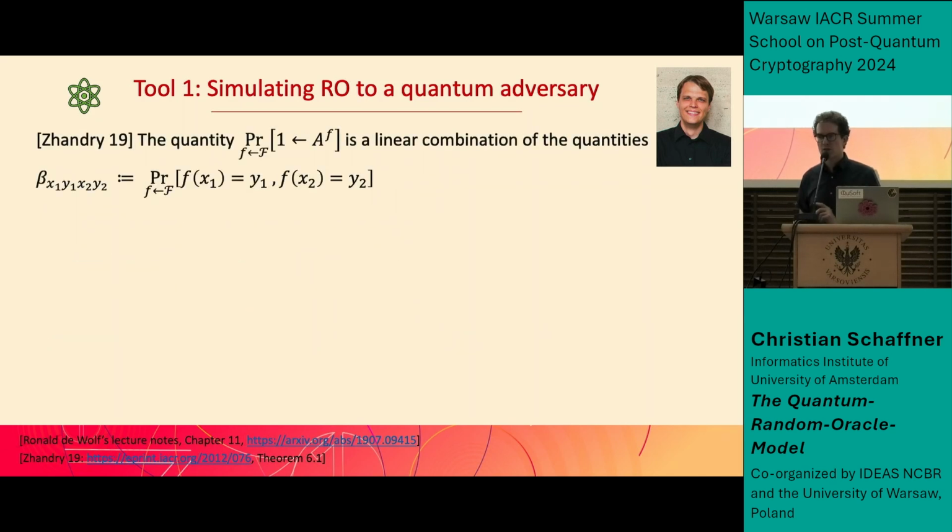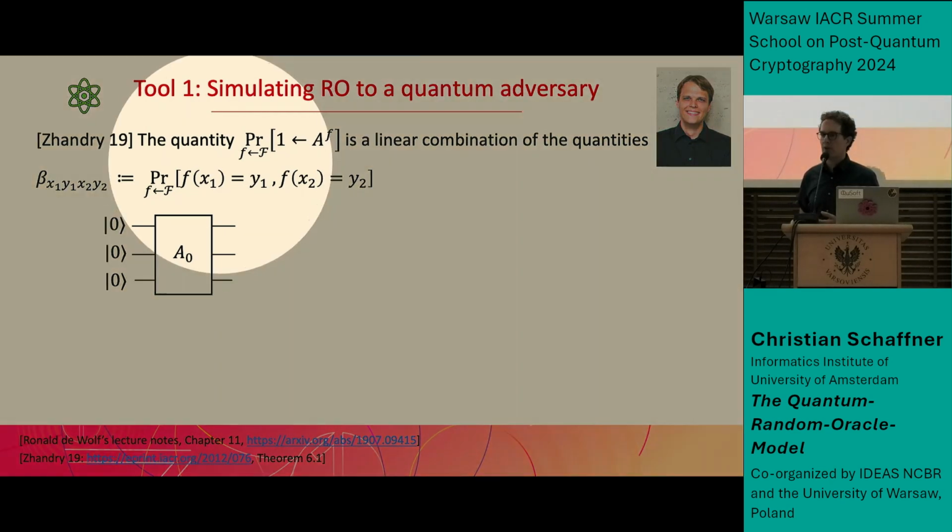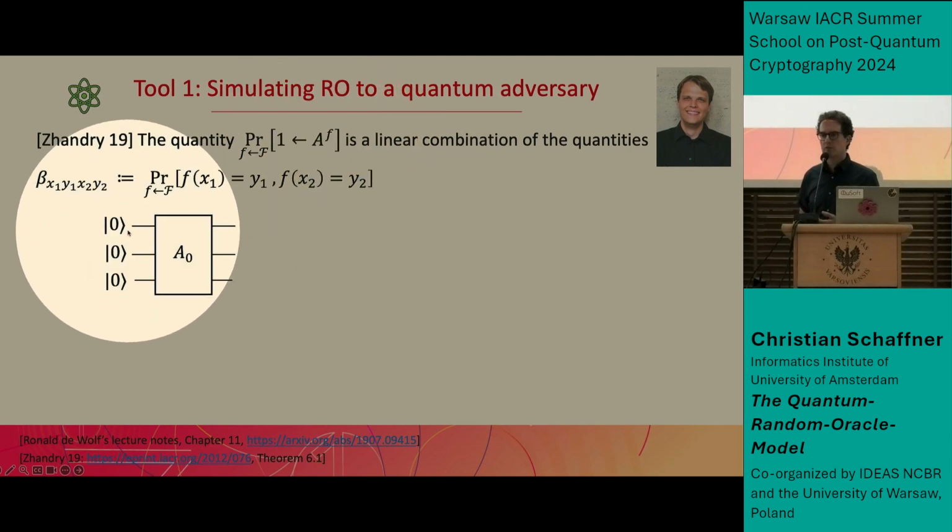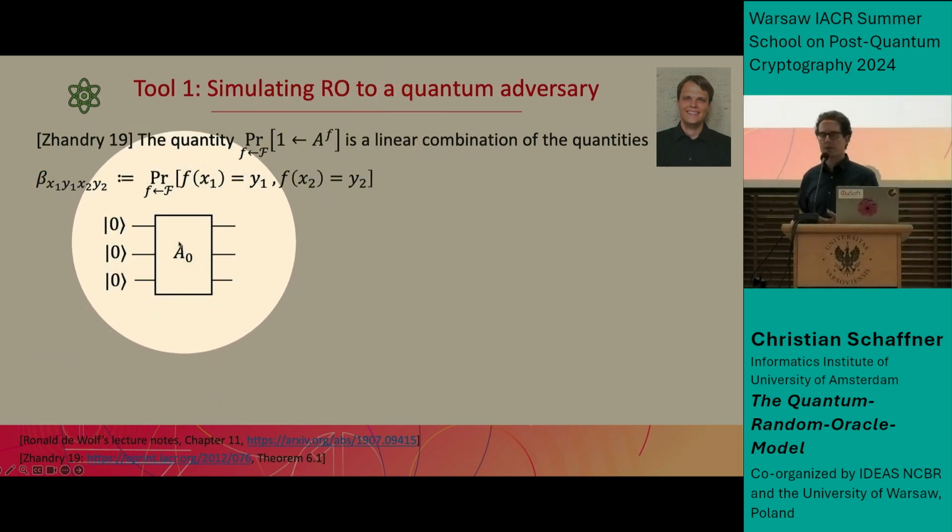So why is it true that these are linear? Why is this probability a linear combination of these quantities? I'm just going to illustrate it for the case of one single query. If there are more queries, you have to work harder, but already that is a bit of formulas. So I want to show, it's going to look something like that. You have an adversary that makes one query to F. It starts with the all-zero state. It does a unitary transform.